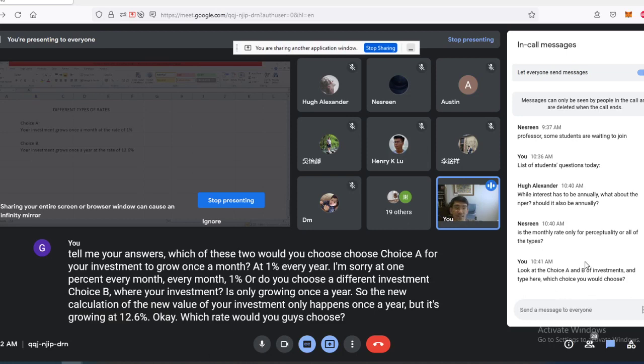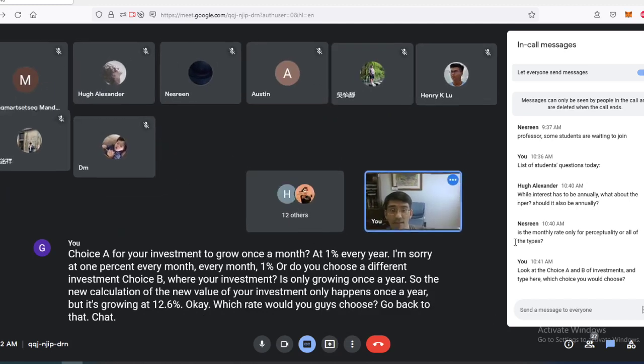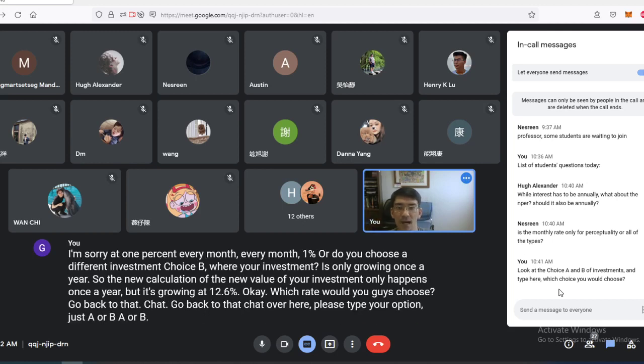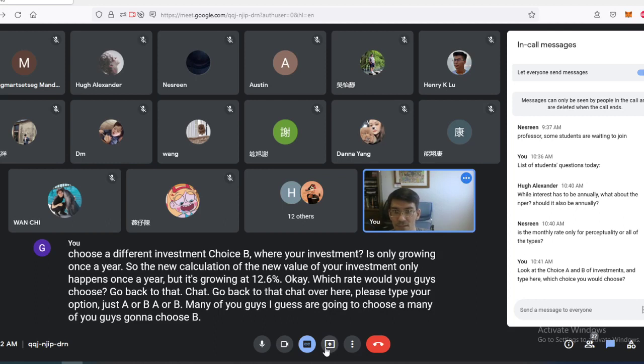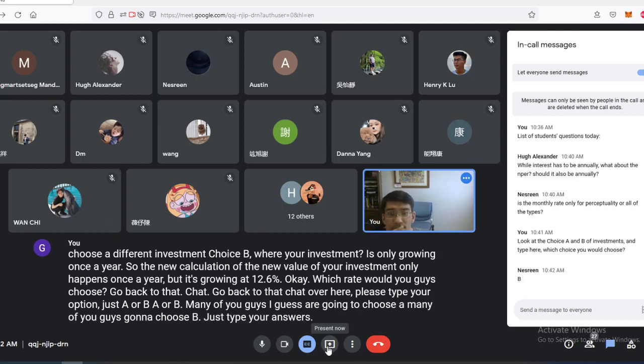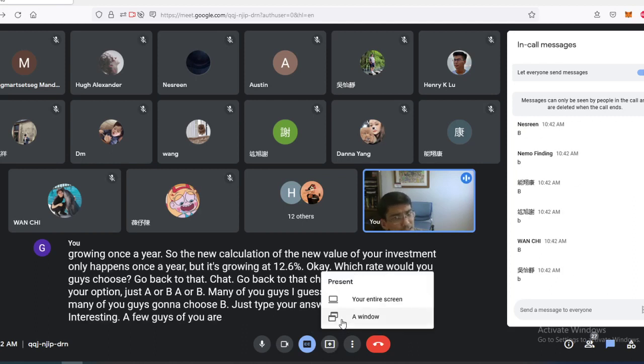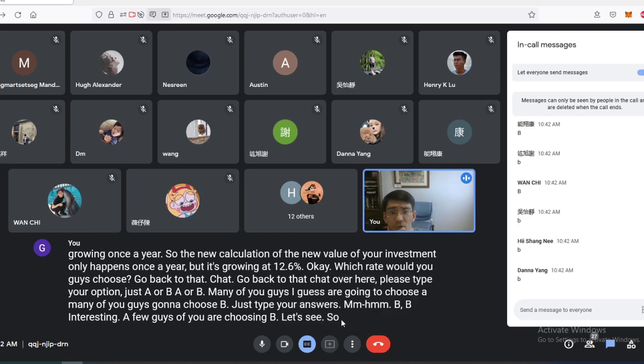Go back to that chat over here. Please type your option, just A or B. Many of you are going to choose A, or many of you are going to choose B. Just type your answers. B. Interesting. A few of you are choosing B. So far, no choices for A.